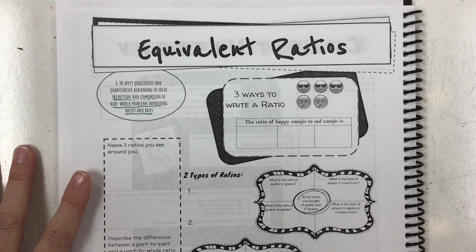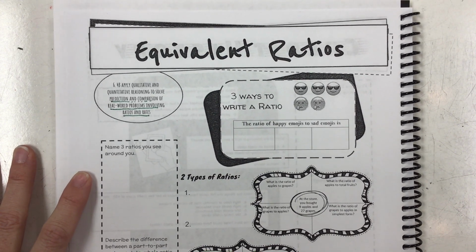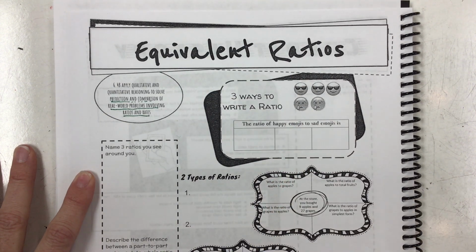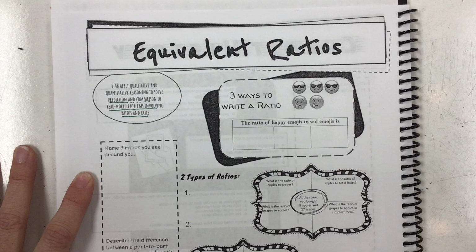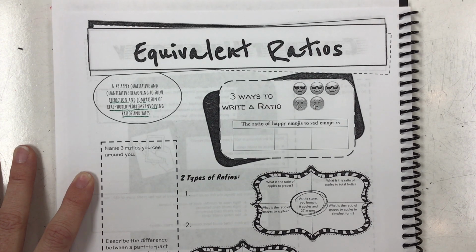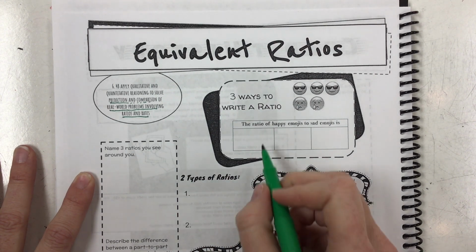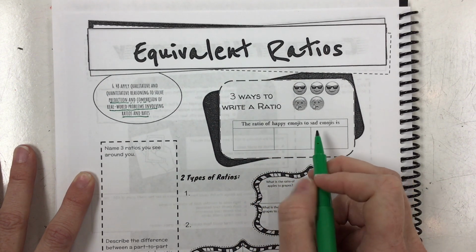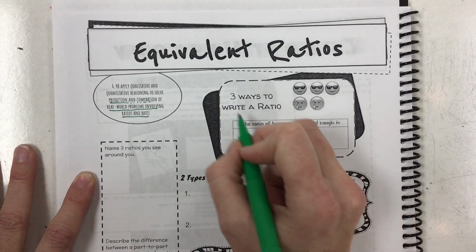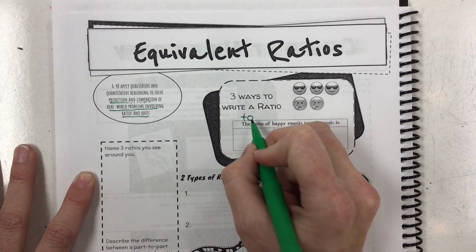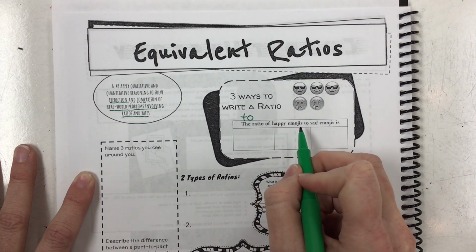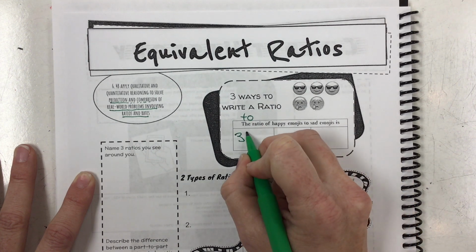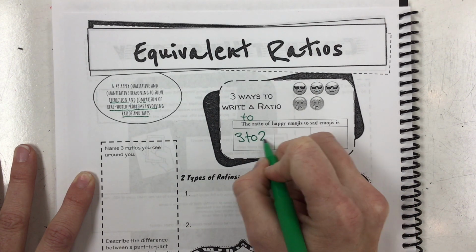There are 3 ways to write a ratio. We're going to use emojis. We have happy emojis to sad emojis. One way to write a ratio is using the word to. If we use the ratio of happy emojis to sad emojis, we read it left to right and use the word to. How many happy emojis do I have? We have 3, and 2 sad emojis, so we have 3 to 2.